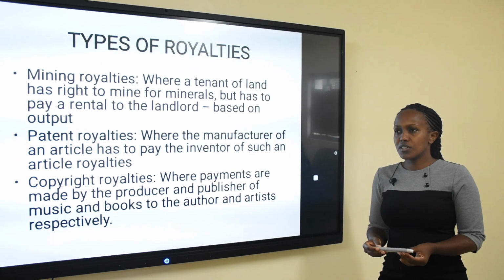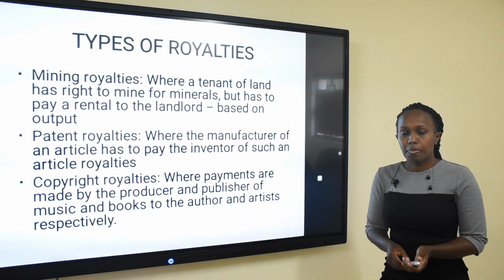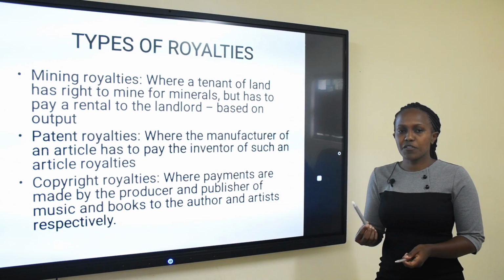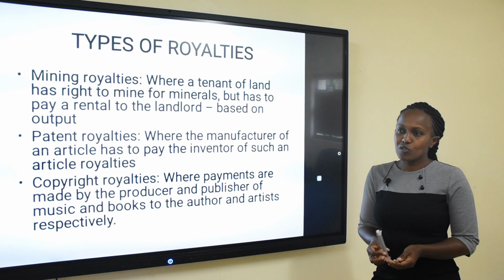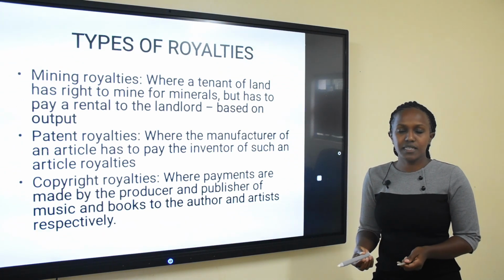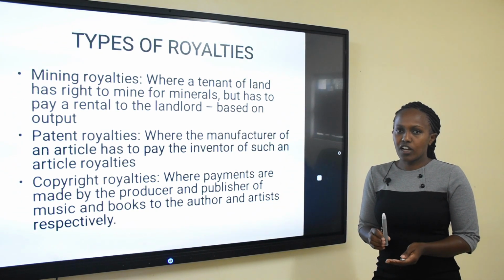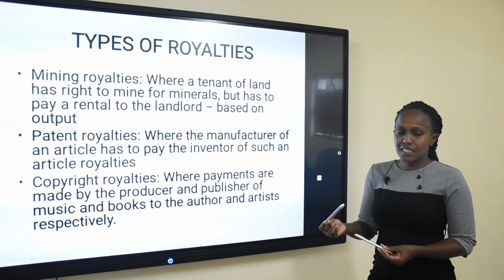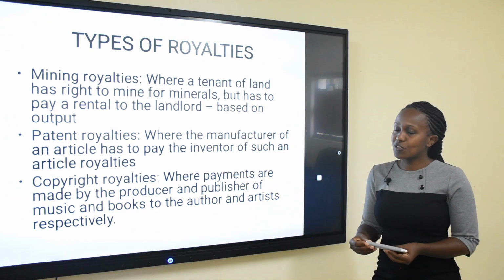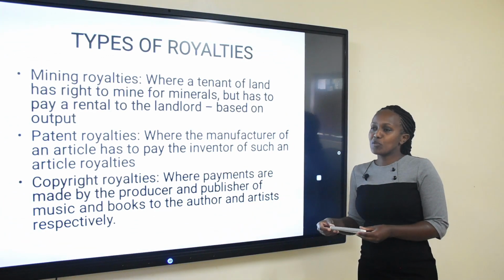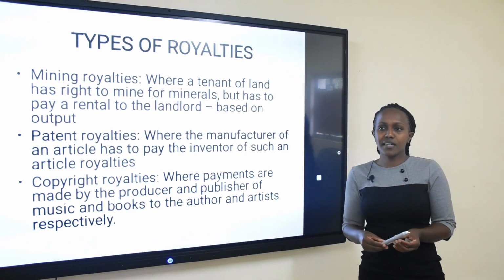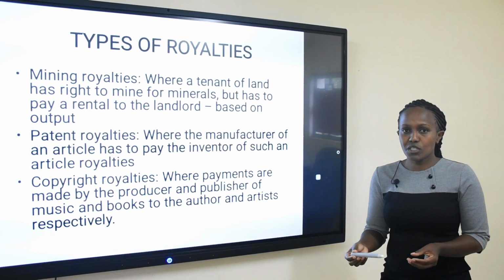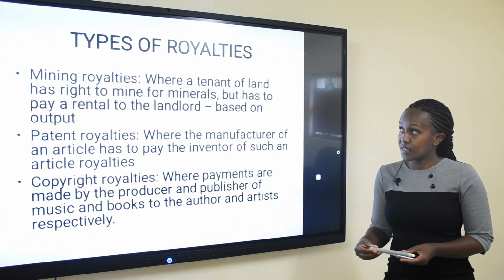One of the royalties would result from mining, whereby if probably you have some minerals in your ground, but you do not have the capability to mine them. You don't have the machines, the skills, the requirements, but the minerals are in your land. So as the owner of the land, you are the landlord, but you may give the right to the minerals to a company for them to mine. Once they mine, they are going to be paying you a royalty. The royalty will be based either on the output or on the sales from that land.